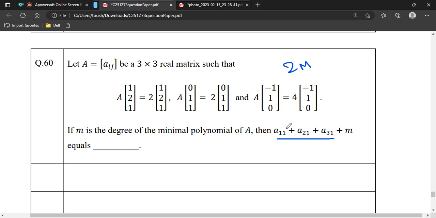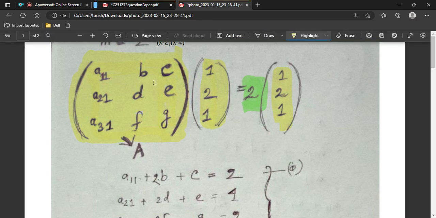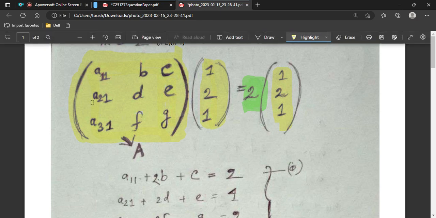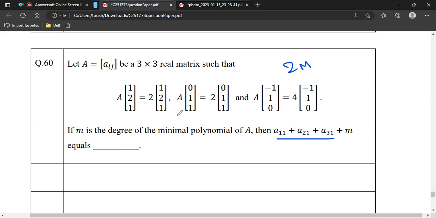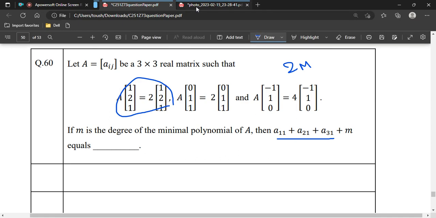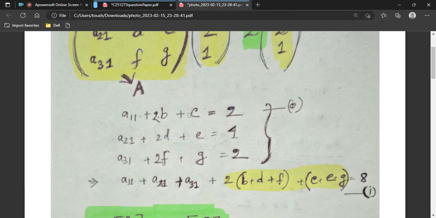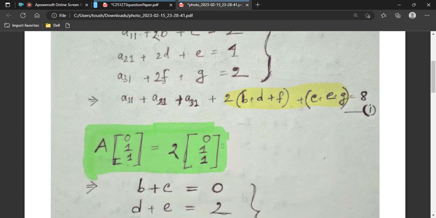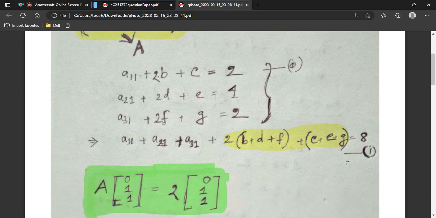Okay. Now we have to find a11 plus a21 plus a31. Let's see how we do that. Let's assume the matrix is this: a11, a21, a31, b, d, f, c, e, g. Now let's use the first equation, that is this one. This equation will give you three equations, and if we add these three equations, we will get this equation number 1. Just keep it.